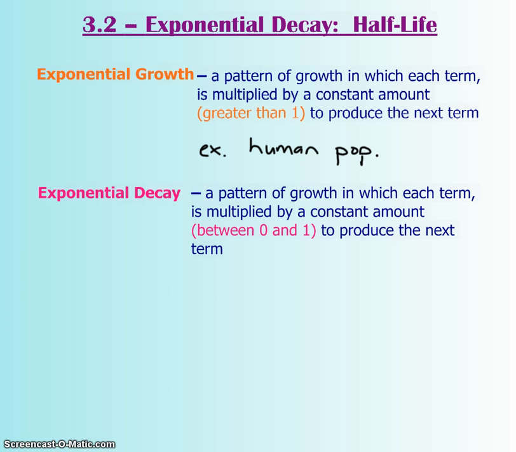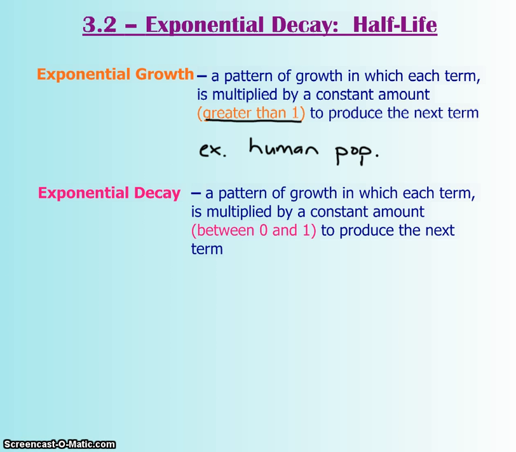The human population shows a pattern of growth in which each term, so maybe the population in this year versus the next term, maybe the population next year, would be multiplied by a constant amount that's greater than 1. Because it's greater than 1, it will grow faster and faster.